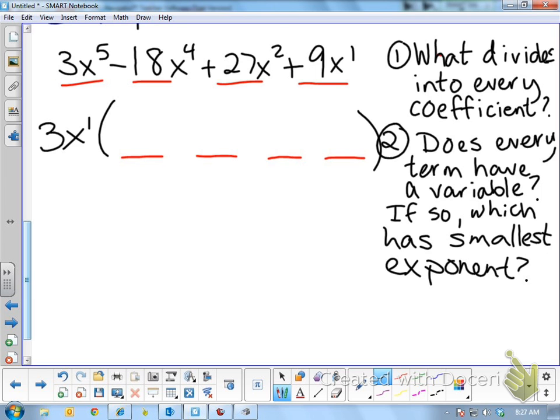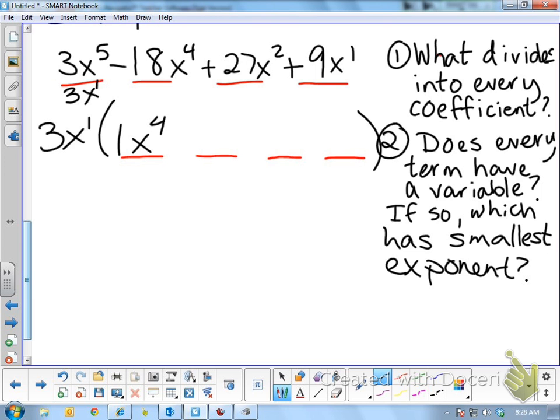And we find those by dividing. If I take 3x to the 5th and I divide by what we're factoring out, that will give me what goes inside. So we do 3 divided by 3, 1. And we subtract the exponents, 5 minus 1. You could just put x to the 4th. You do not have to put the 1.